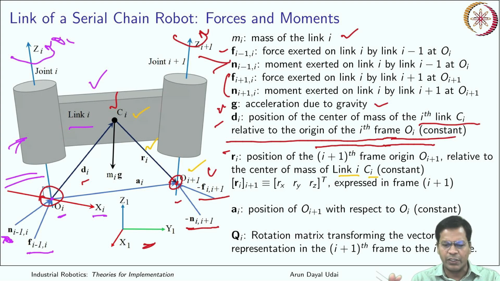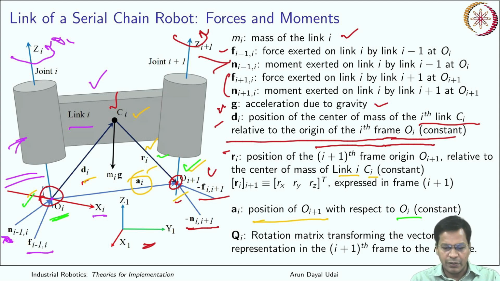Mind it, the frames are different in which both of them are represented. So Ri is represented in this frame, whereas Di is represented in this frame. Sum of the vectors, if it is in the same frame, should result in Ai. What is that? Ai is position of the Oi+1th frame, this frame, with respect to Oi. Okay. So that is the position vector that connects both of them. Okay. So Di plus Ri effectively should be equal to Ai if Ri is also expressed in the Oi frame.